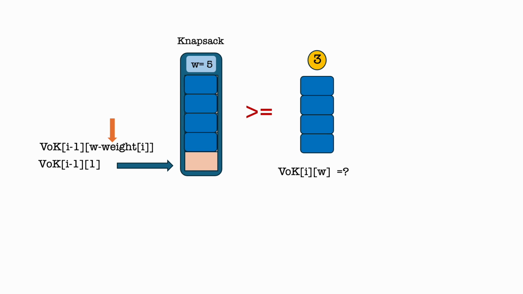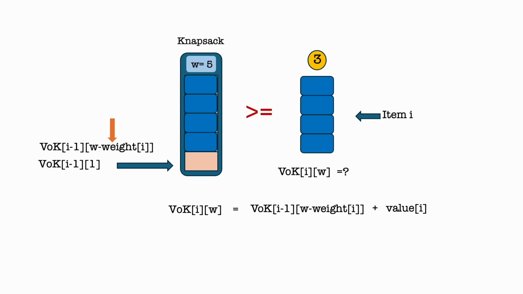Because we are exploring item I, it means we have already calculated the optimal solution of subproblems considering I minus 1 items. Therefore, if we keep item I in the knapsack with weight capacity W, there will be two things that play a role in the calculation of the solution. First, the optimal solution for the available space after keeping item I, and second, the value of item I. This is the possible value of the knapsack when we decide to keep item I in the knapsack.